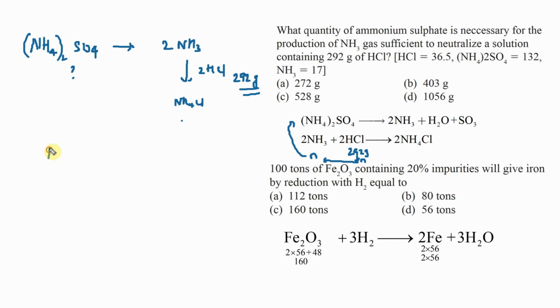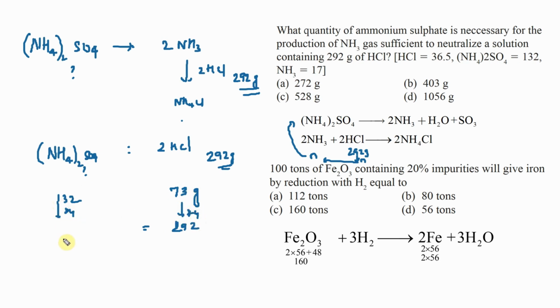So now we can write it this way. (NH4)2SO4, 1 mole is equivalent to 2 HCl. Now we know 292 grams is the amount. What is the molecular mass of HCl? 36.5. So 2 HCl is 73. 2 moles HCl is equivalent to 1 mole (NH4)2SO4. What is the molecular mass of this? 132. So 73 is equivalent to 132. 292 is equivalent to what? 292 is 73 times 4, so what is 132 times 4? About 528 grams. This is logic.